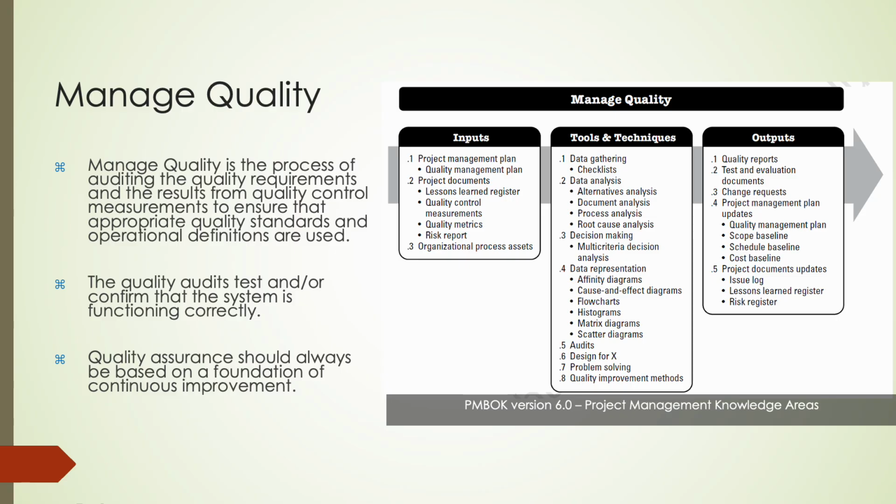Managing quality is all about using the right inputs, applying proven tools and techniques, and delivering meaningful outputs. We start by pulling in key documents like the quality management plan, lessons learned, and risk reports, along with leveraging organizational process assets. We then apply a variety of tools, from data gathering and analysis to audits, problem solving, and quality improvement methods. This allows us to produce critical outputs like quality reports, change requests, and updates to project plans, ensuring we deliver consistent, high-value results throughout the project lifecycle.